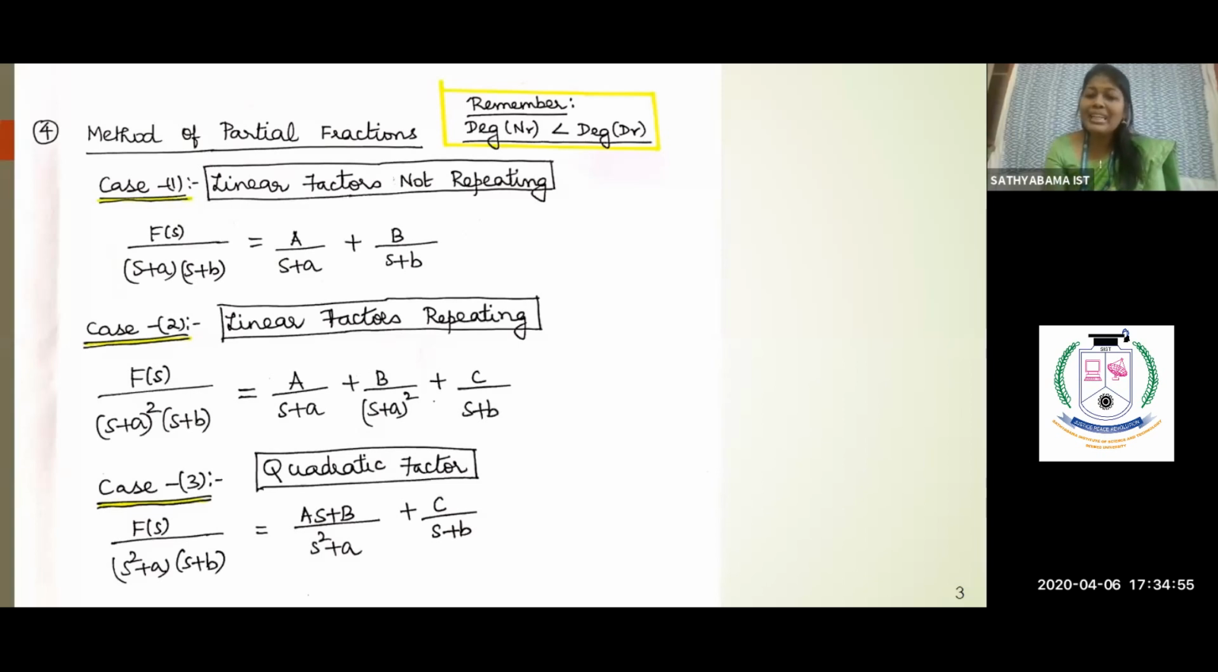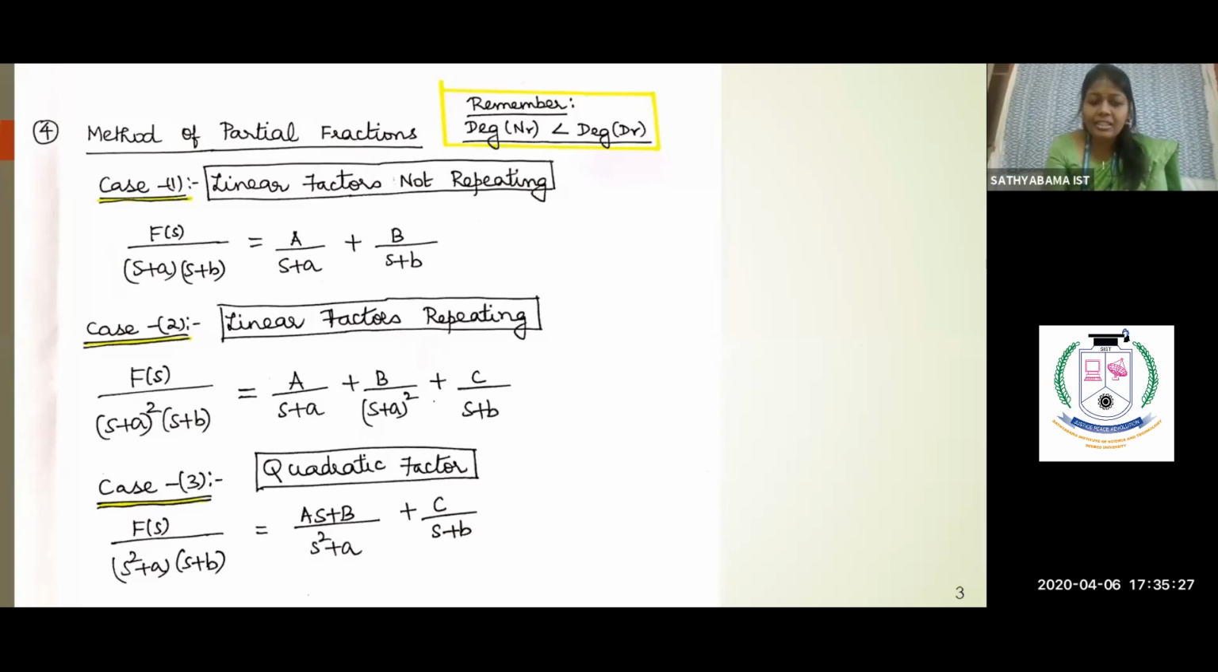Now what do you mean by a linear factor? Any factor which is of degree 1. Like s plus a is a linear factor. s plus b is a linear factor. Why? Because it's of degree 1. So if I have, look at case 1, all of you. If I have f of s divided by s plus a into s plus b, how can I write this? I can write this as A by the first factor plus B by the second factor. So this is when you have linear factors not repeating.